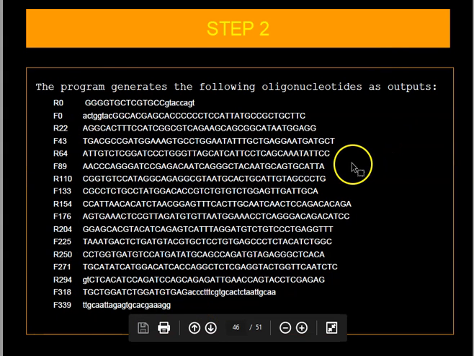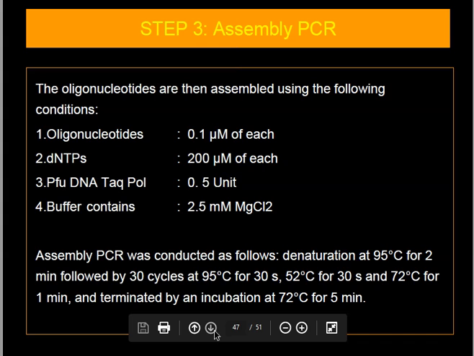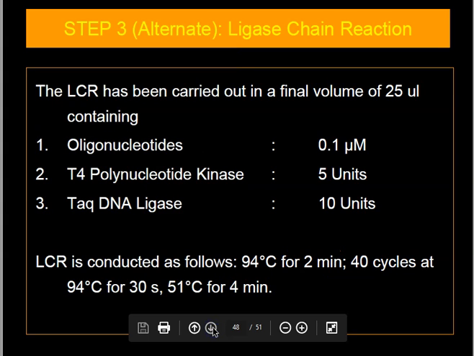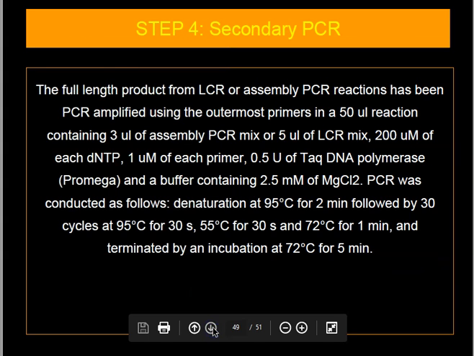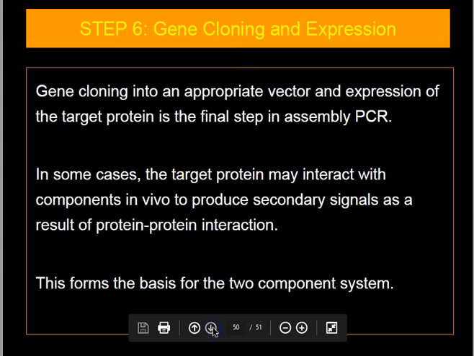You then have to contact a synthesis company. You synthesize these particular primers, and then you have to carry out an assembly PCR under the following conditions. Or you may also carry out a ligase chain reaction. After you carry out the ligase chain reaction, you have to carry out a secondary PCR of the assembled gene, and then you can clone it and express it in an expression system.